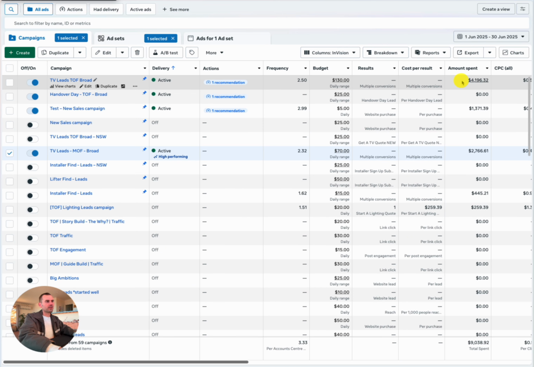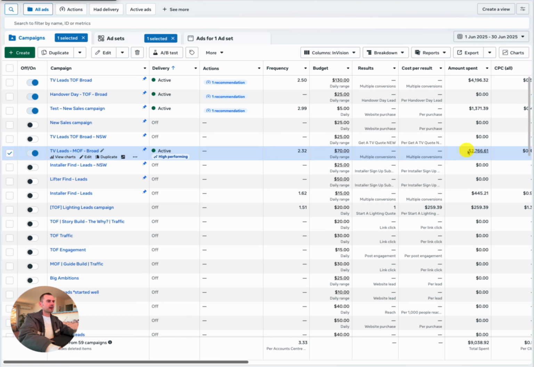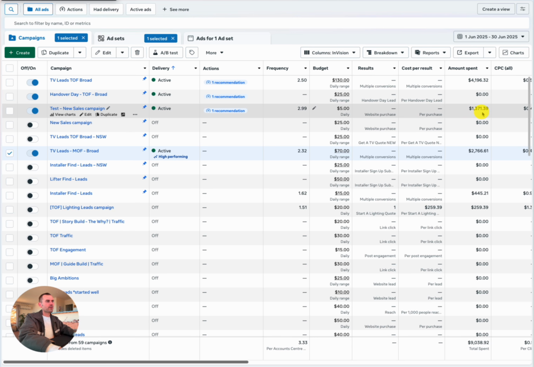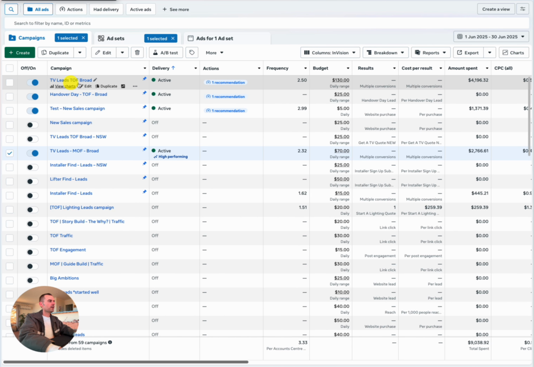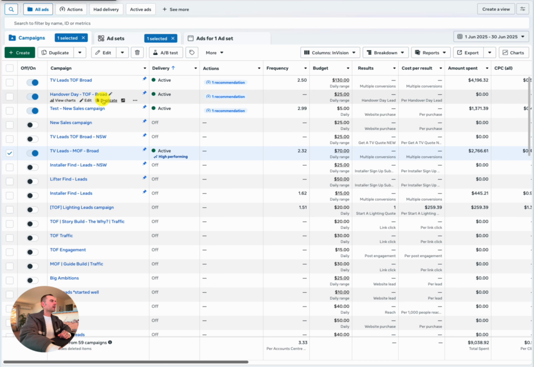This is our split. We spent $9,000 that month, and then it split it up. So nearly 3,000 on this one, 1,300 on this one, and a bit more on the top of funnel here because we want more people coming into our system. That's what we're looking at in the Ads Manager when we're looking to scale things. Meta does most of the hard work for us, so it's pretty straightforward, pretty basic.